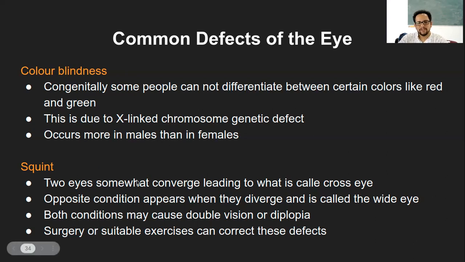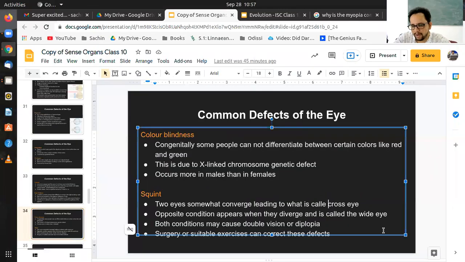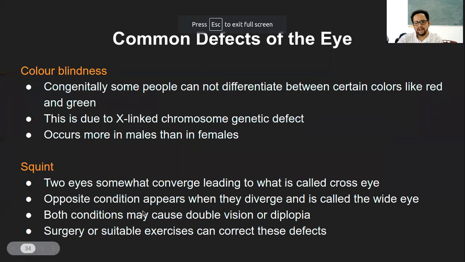Squint is another situation where the converging point or the focal point of both eyes lies at different positions. So the two eyes somewhat converge, leading to what is called cross eye. So squint is also called cross eye syndrome. In this, the convergence point of both eyes is a little tilted from the main axis, and it feels like the person is looking at two different positions, but the person himself or herself is looking at one particular point.